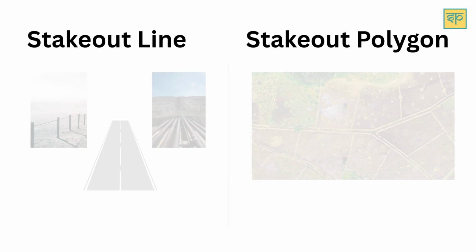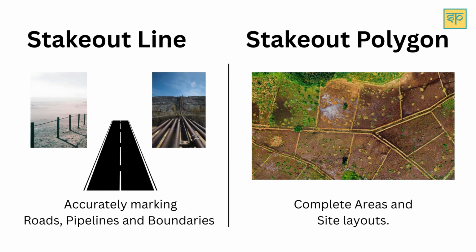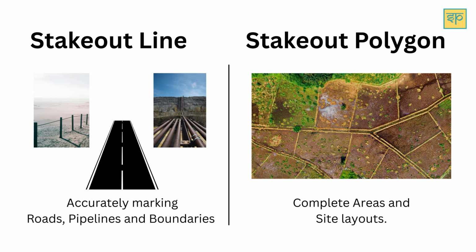In surveying, stakeout means marking points or lines on the ground according to a design or plan. SurveyPod offers two stakeout modes: Stakeout Line for accurately marking linear features such as roads, pipelines, and boundaries, and Stakeout Polygon for efficiently setting out complete areas and site layouts.